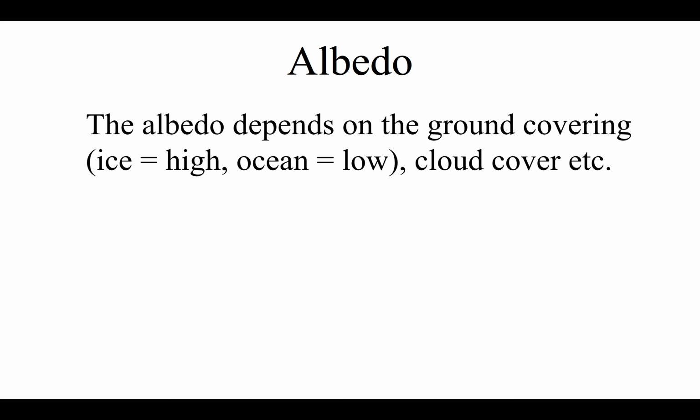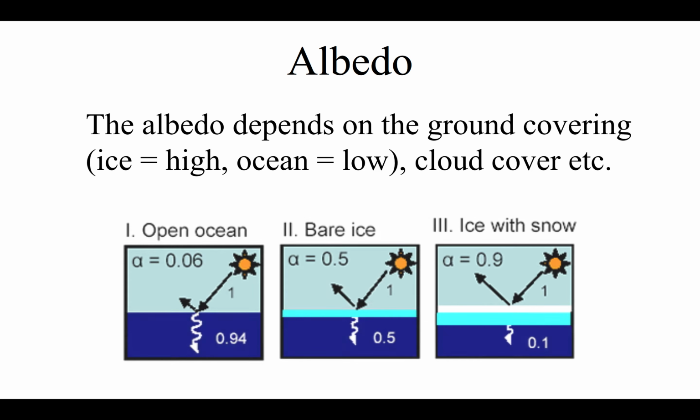Okay, so albedo is going to depend on ground covering. So ice has a high albedo and ocean has a low albedo, which means that water absorbs a lot of energy and ice does not. If we link this to global warming, you can see how this might be a problem. Cloud cover is also a factor, etc.